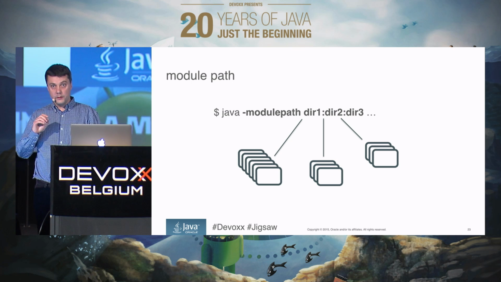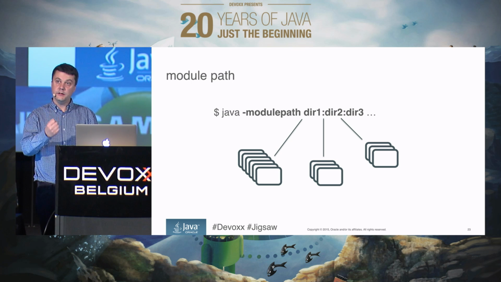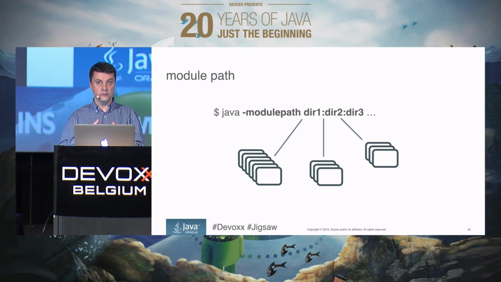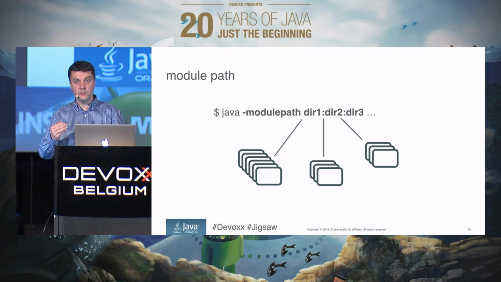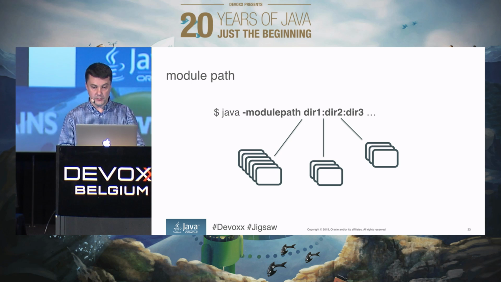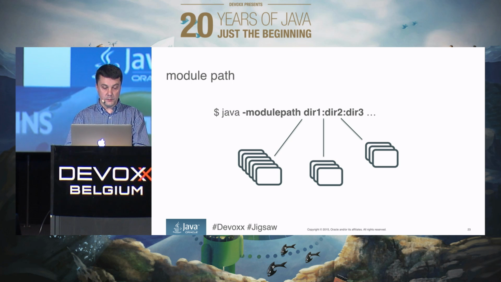So what happens at both compile time and at runtime, when you're searching for a module and trying to resolve its dependencies, is that we use a module path so that the compiler or the runtime will be able to locate the modules.